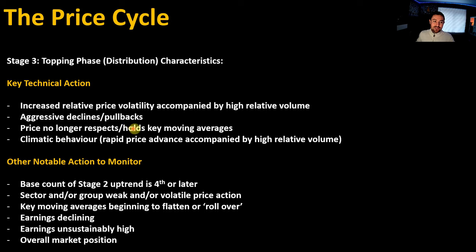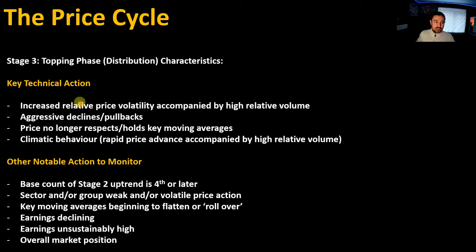Price no longer respects or holds key moving averages. So you're seeing violations of key moving averages. Maybe they were once holding as support, like the 50-day or the 21-day, but now you just see price slicing through them. Climactic behavior: rapid price advance accompanied by high relative volume, which feeds into the increased volatility point. You might see towards the end of a stage two that a stock in the last 3 weeks has gone up, say, 25%, but in the most recent 3 weeks, it's suddenly up 75%, and the share price advance is very rapid. We're going to talk about that as we come on to sell rules a bit later.